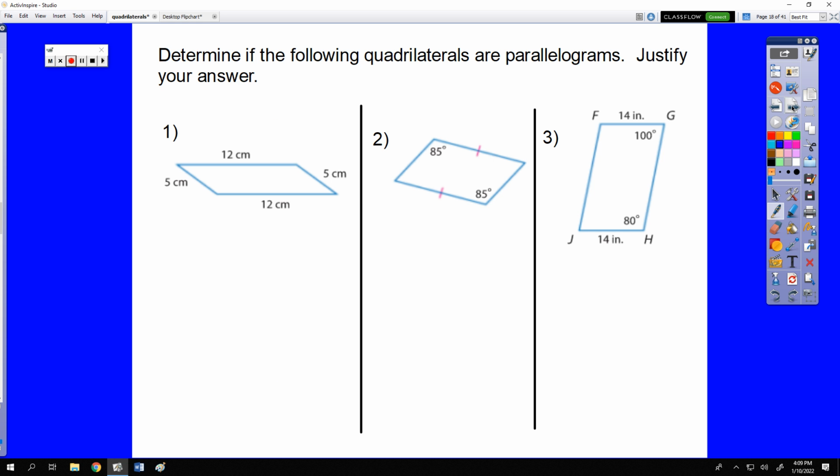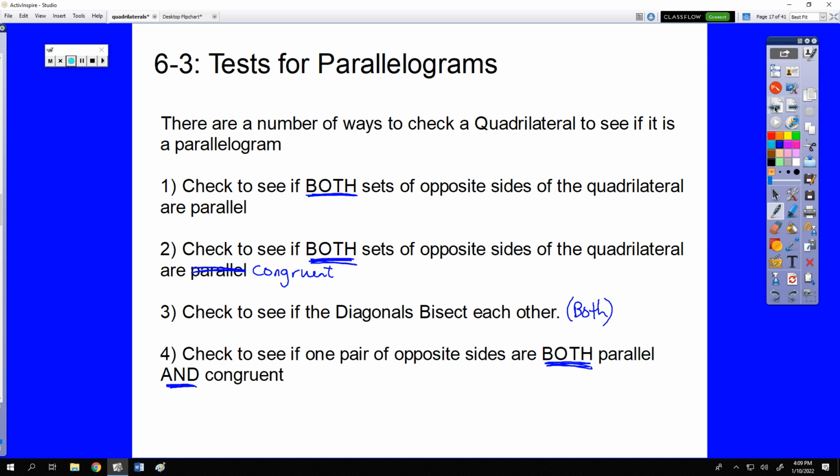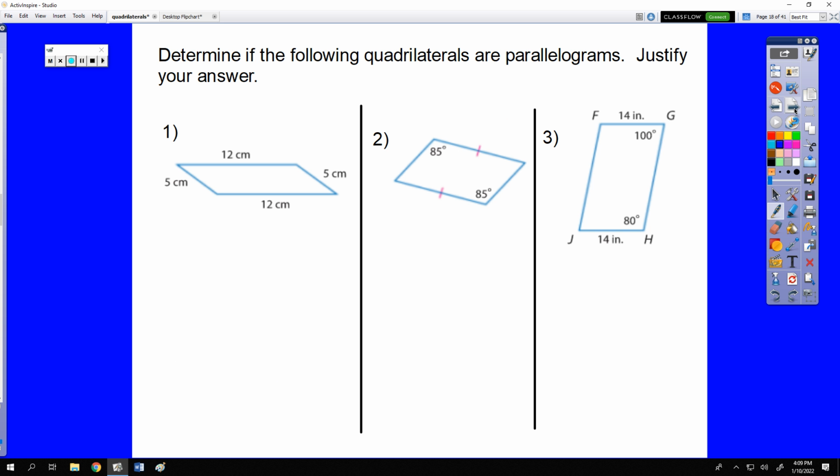So this is going to come in a couple of different forms. The first form would be questions like these 3 here. What you need to do is decide whether or not you are given enough information to guarantee that the shapes shown here are in fact parallelograms. You need to justify your answer using one of those 4 tests from the previous slide. So you can show either that both sets of opposite sides are parallel, both sets of opposite sides are congruent, the diagonals bisect each other, or one set of opposite sides is both parallel and congruent.